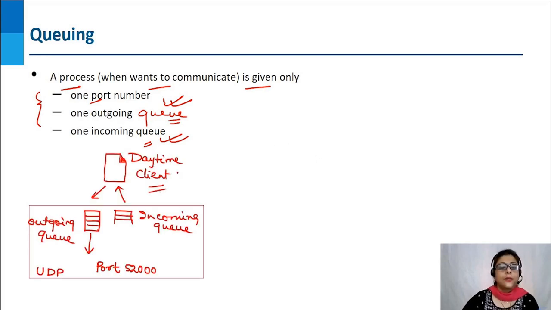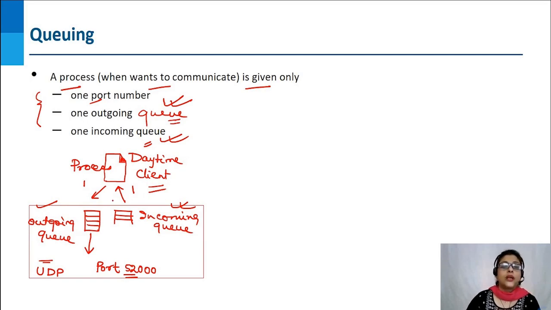So let's understand queuing with the help of this pictorial representation. Let us consider a daytime client. So this is basically a process which is running at the client end. There will be two types of queues which are defined by the process upon request. One is the outgoing queue. It is a queue through which data from the application layer moves to the lower layer. And the other one is an incoming queue by which data from the lower layer moves to the application layer. And this queuing is requested from the UDP. Now, there is a port associated with the daytime client, and this port number is 52000. Now, this client may be connected to different servers for different processes, but there is only one outgoing queue and the other one is incoming queue.